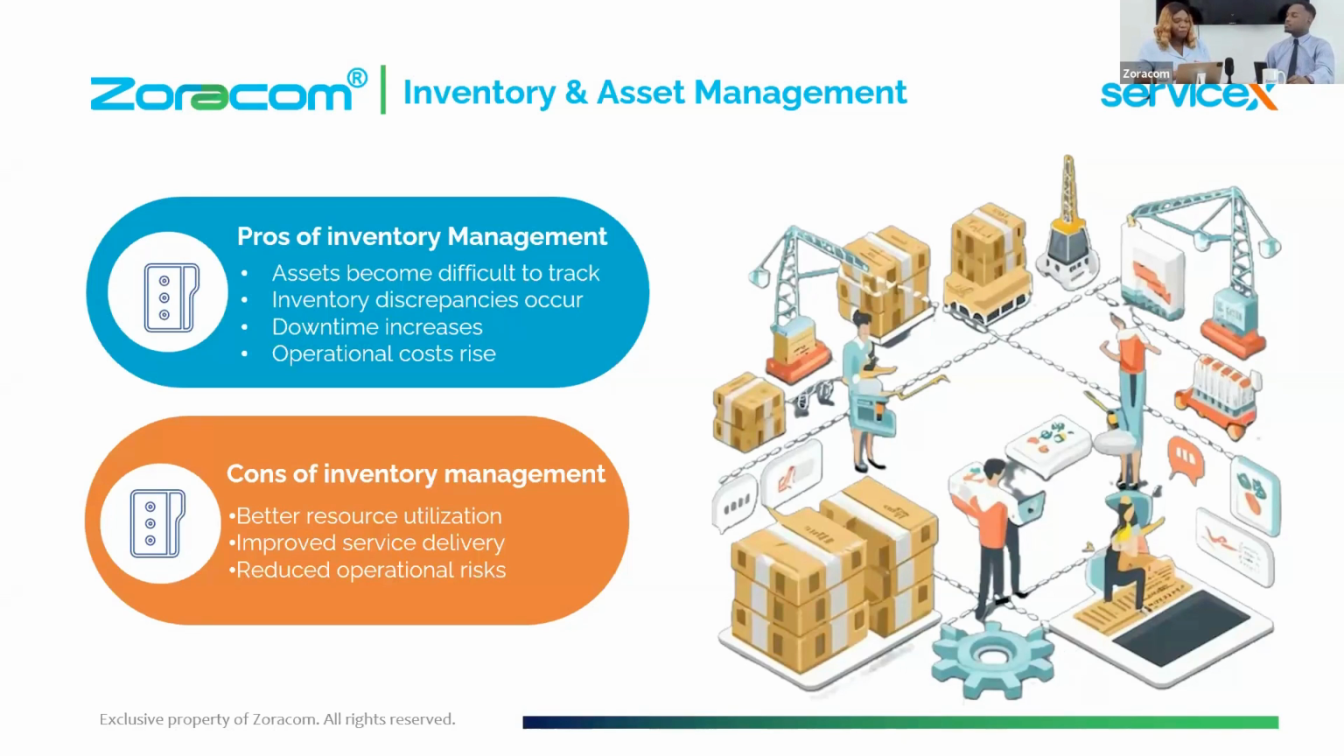On the other hand, when inventory is properly managed, organizations begin to see clear benefits. They achieve better resource utilization, meaning assets are used efficiently. This can lead to improved service delivery because teams can respond faster, and also reduced operational risk. In summary, effective inventory and asset management helps organizations move from inefficiency and uncertainty to more visibility and control and a more reliable service delivery.